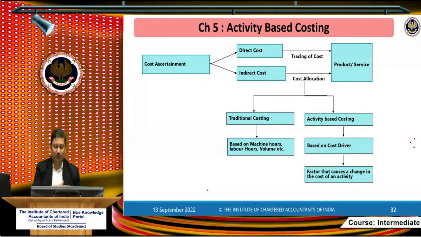The question which we will be discussing, activity based costing question, again the language is critical. Otherwise you all know activity based costing. Am I correct?